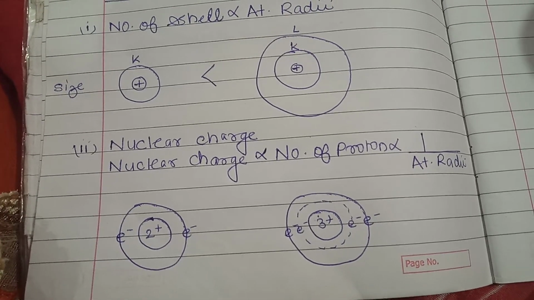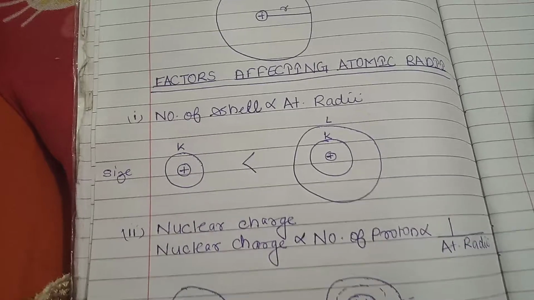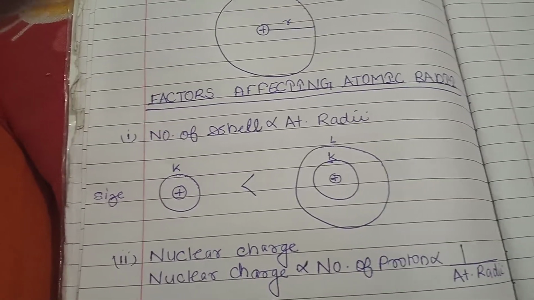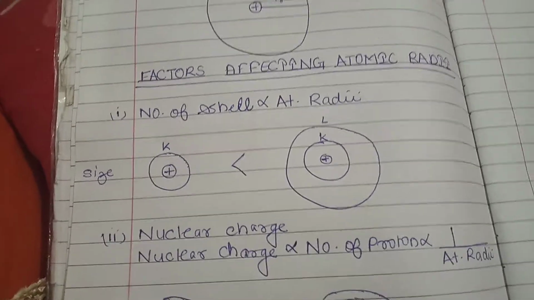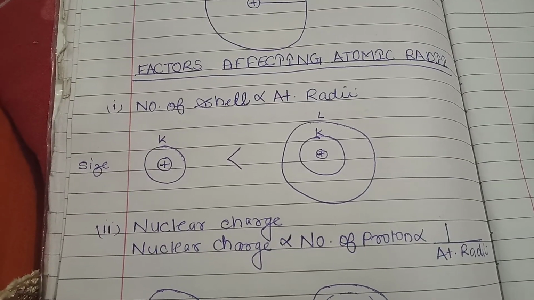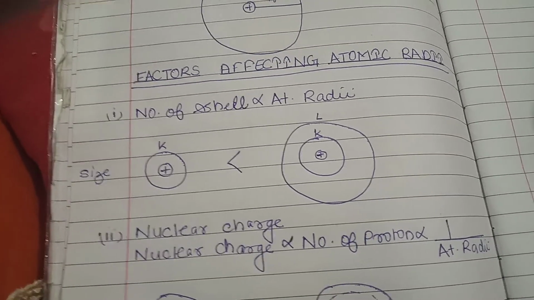I hope, guys, you all are very much clear with atomic radii and factors affecting atomic radii now. In the next episode, we will be dealing with the term that how comes these factors do affect when we proceed in periodic table from left to right and from top to bottom.